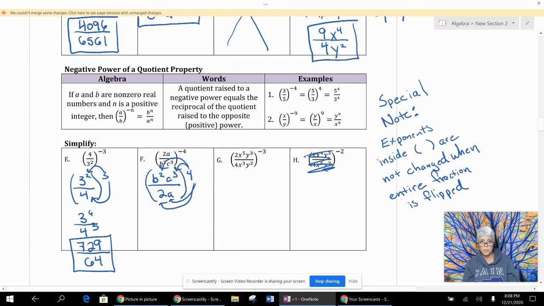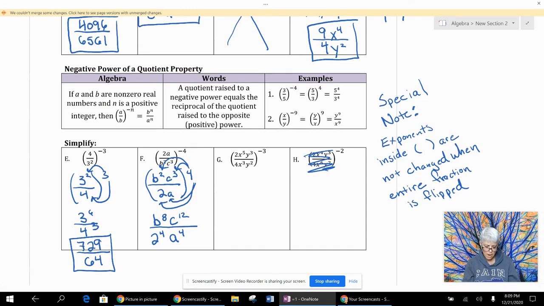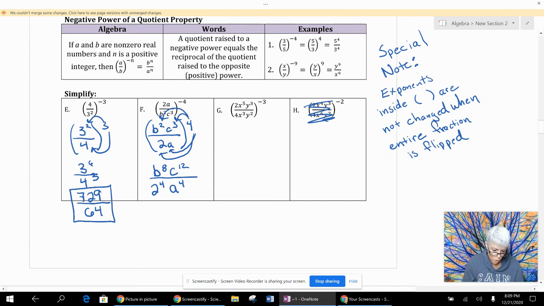There's 4 terms there. So that becomes b to the power of 8, c to the power of 12, 2 to the power of 4, a to the power of 4. Now there's nothing that I need to stack on top of each other, but I do have 2 to the power of 4, and I'm not allowed to leave it that way. So I'm going to work that out. So it's b to the power of 8, c to the power of 12, 16, a to the power of 4. So don't forget, if you have a number, you have to get rid of that exponent by working it out.